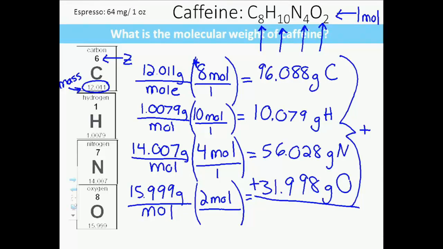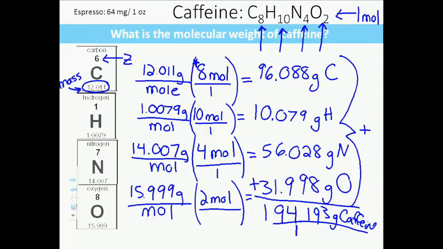So whenever you ask what is the molecular weight of a substance, you have to first figure out the structure of that substance. Then you look up the individual atomic masses. Those atomic masses then need to be multiplied by the number of moles of the atom in the compound, and then you add them all up. So let's add them all up for this compound. So we got 31.998 plus 56.028 plus 10.079 plus 96.088. If I did that correctly, it should be 194.193, and that's grams of caffeine. Per how much though?